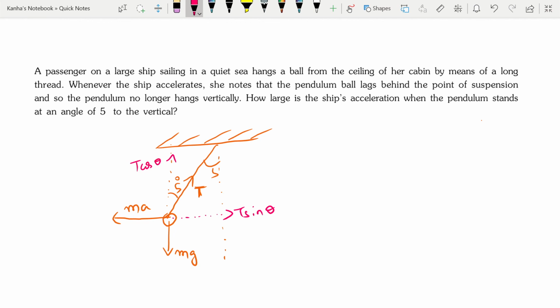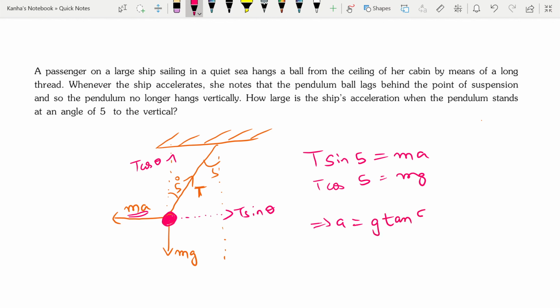Now what we have done here is, because she didn't know the source of the force, and because you know that this is an accelerated frame, you apply a pseudo force in the opposite direction and write the equations of motion, which now become T sine 5 is equal to ma and T cos 5 is equal to mg, which gives you the acceleration of the ship is equal to g tan 5, 0.86 meters per second squared.